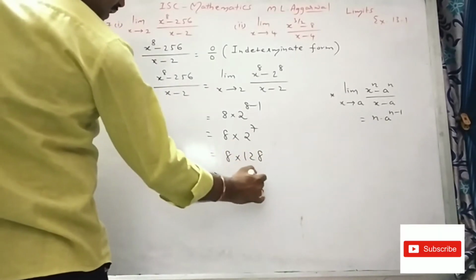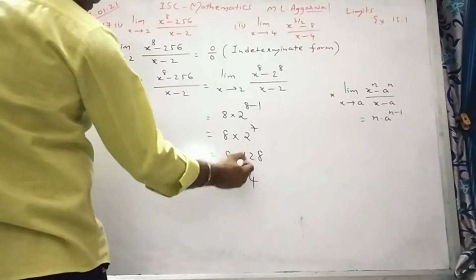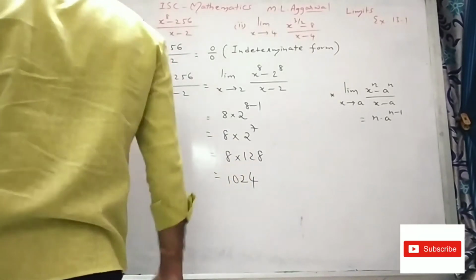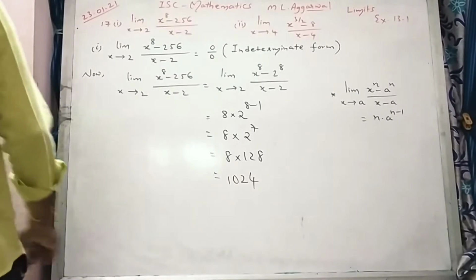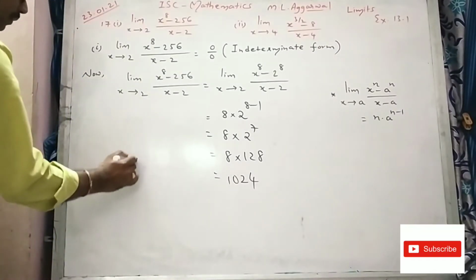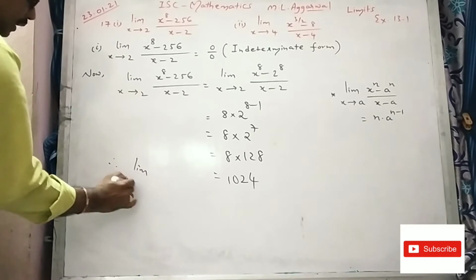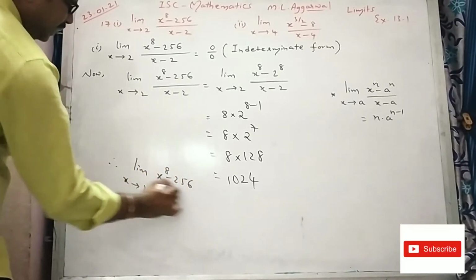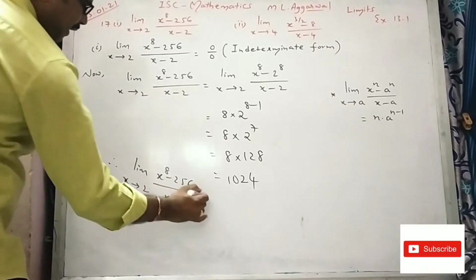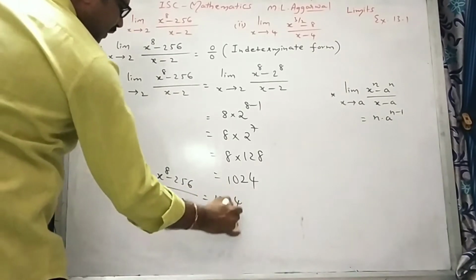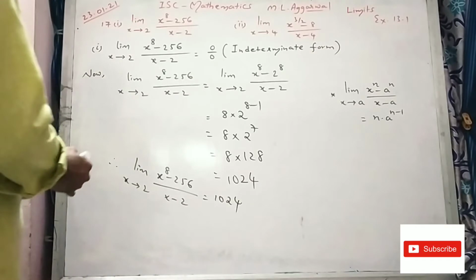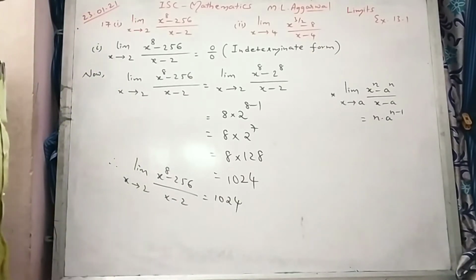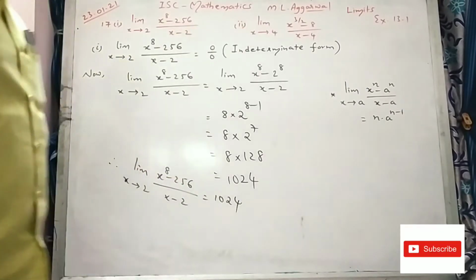8 into 2 power 7 means 128. So 8 8s are 64, 8 2s are 16 plus 6 is 22, 8 1s are 8 plus 2 is 10. So what is the answer there? 1024. Therefore, limit x tends to 2, (x power 8 minus 256) upon (x minus 2) is equal to 1024. That is the end of solution. Okay? Look at the second question.